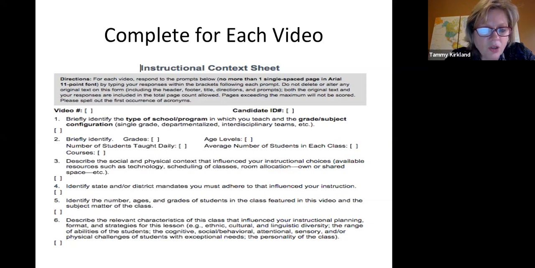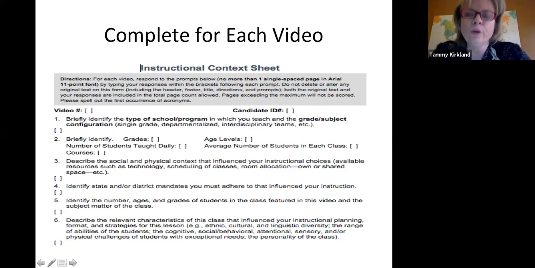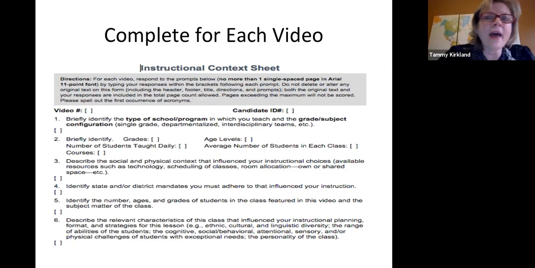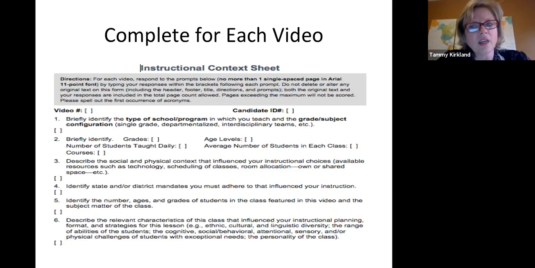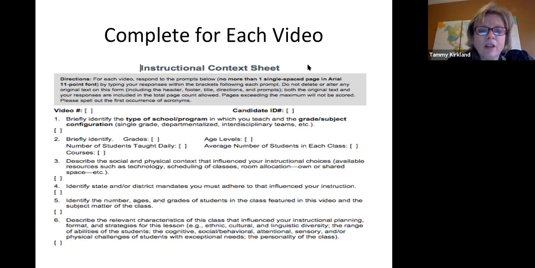And also you will need to put in here, like number 3, it's asking you about technology. If you are in a one-to-one environment, meaning every student in your room has their own iPad or Chromebook, even if they don't take it home, they have access to it all day, you put it there. And you definitely need to incorporate that into your lessons.